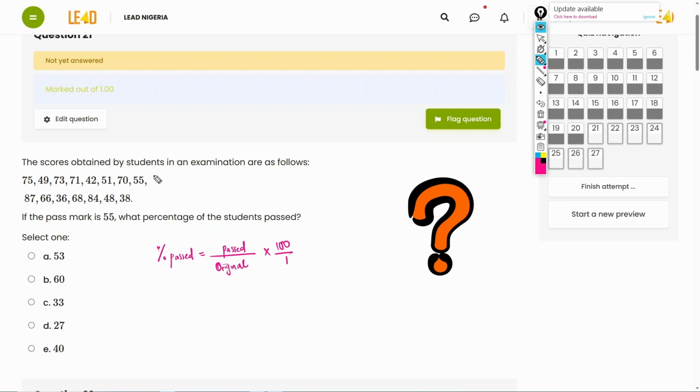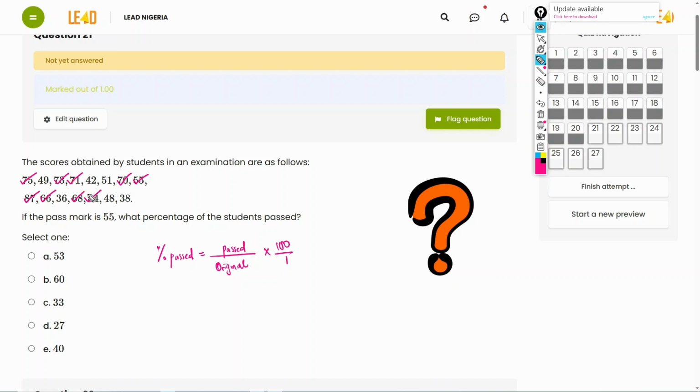So let's find out how many passed. So you passed 55, right? So 55 itself passed. Good. 87 passed, did not pass, passed. So let me check the ones that passed again. I'm correct, all above 55, and let's check the ones that did not pass or below. Okay, good. So how many passed?